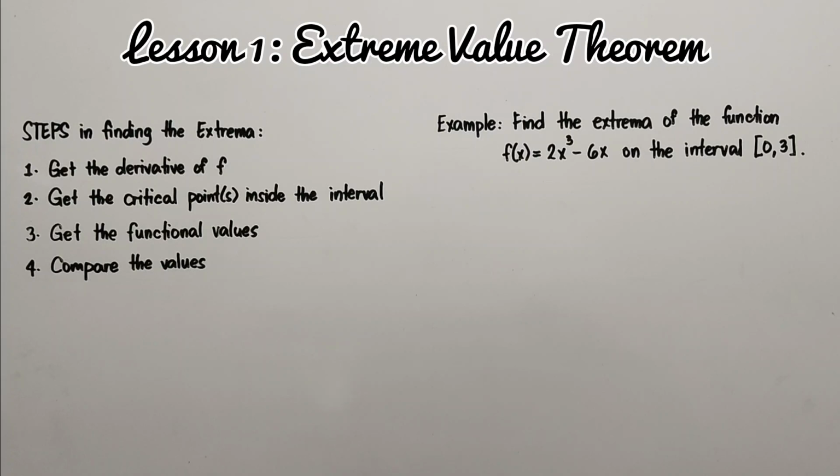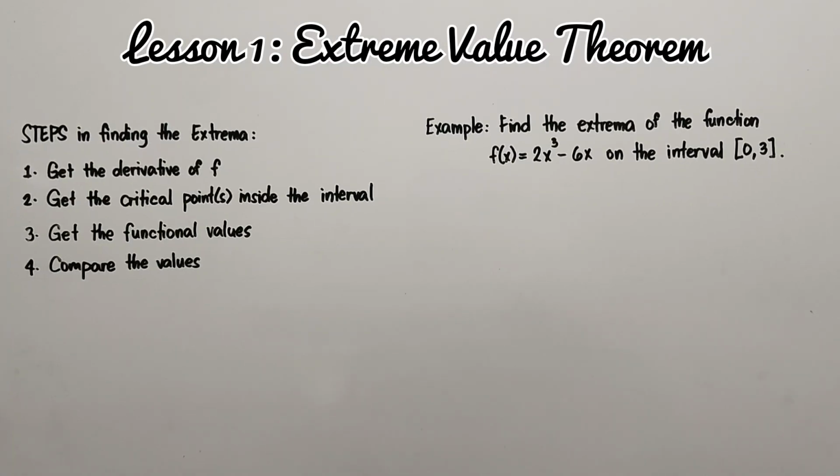Here are the steps in finding the extrema of the function. First, get the derivative of the function f. Second, get the critical points inside the interval. To get the critical points, we will simply equate the derivative of the function to 0. Third, get the functional values. These values are the two endpoints of our interval and the critical points inside the interval. And lastly, compare the values.